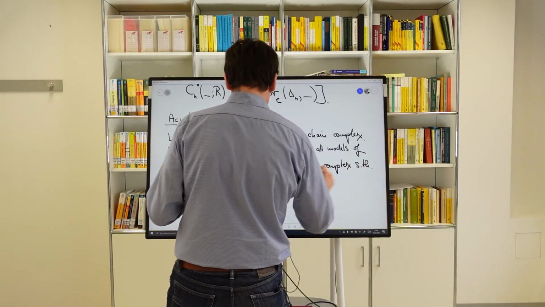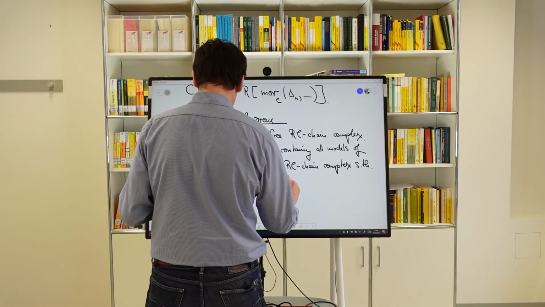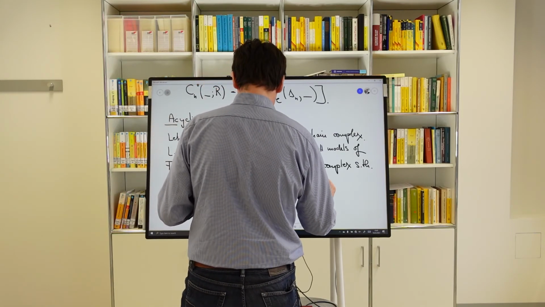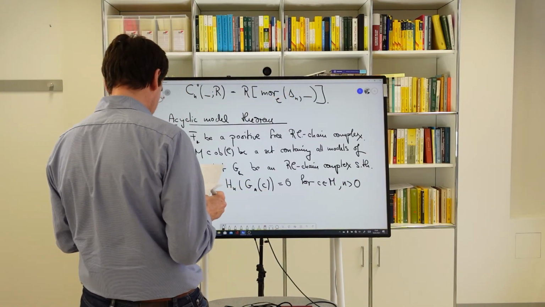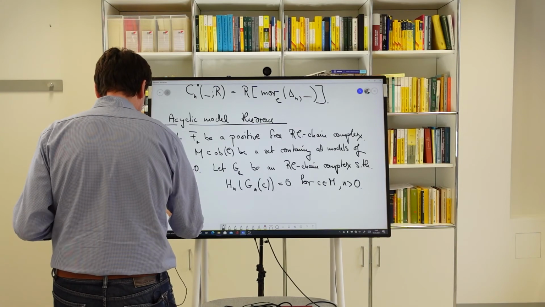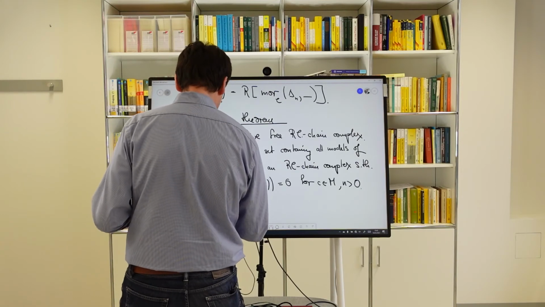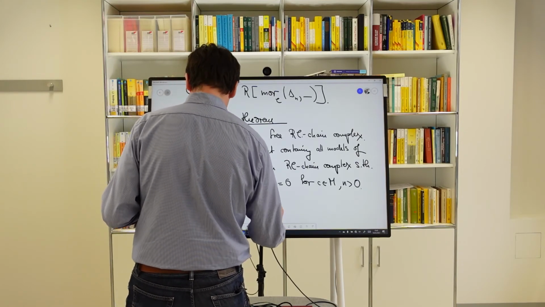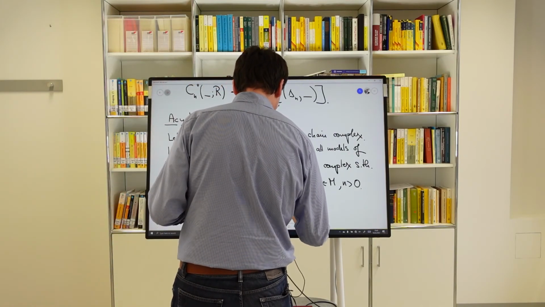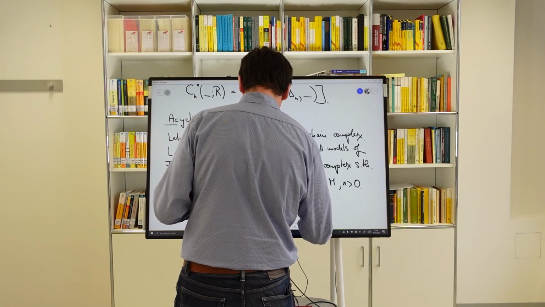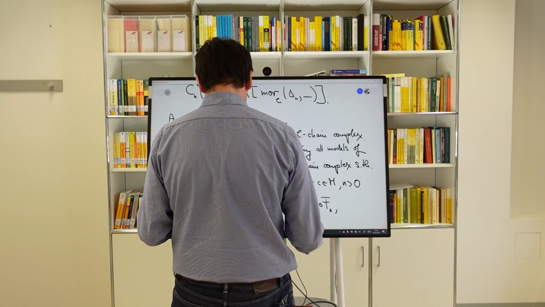Such that the homology of G star at a model is 0 for C in M and n greater than 0. And then I claim that the natural map from the chain homotopy classes from F star to G star, given by the H0 functor, to the following homomorphism is bijective.